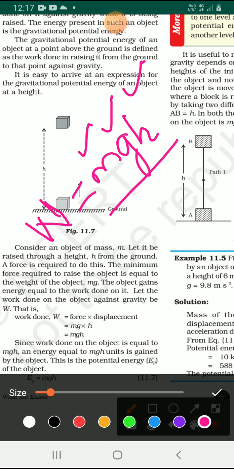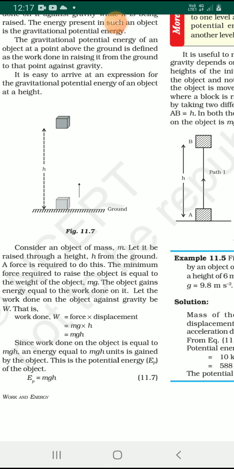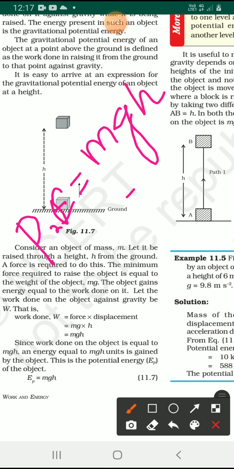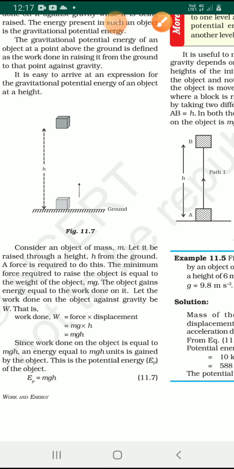So we can say, children, that finally the formula for the potential energy, which is very simple, PE, potential energy, is equal to mgh, wherein m is mass, g is gravitation, h is height. Okay, so m is mass, g is gravitation, h is height.